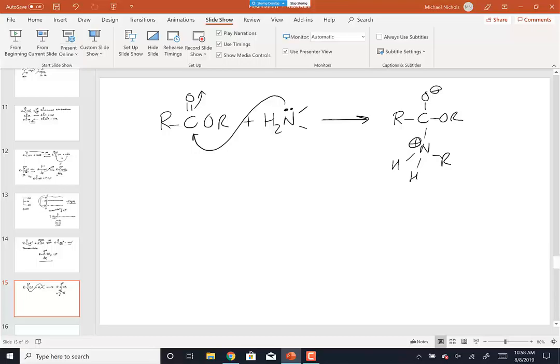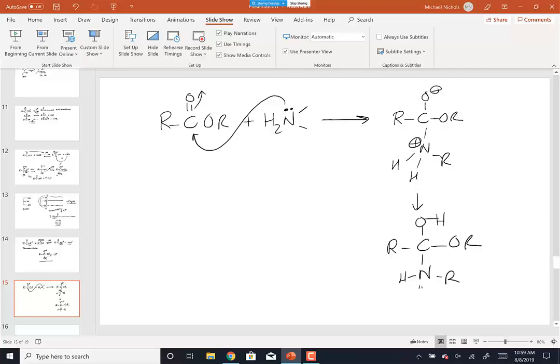I want to, in my next step, do the proton transfer. Now, the tough thing about this reaction is we would normally say, okay, let's make OR leave. Yeah, it's not leaving. Why is it not leaving? Because OR is a pretty bad leaving group because it's a strong base.